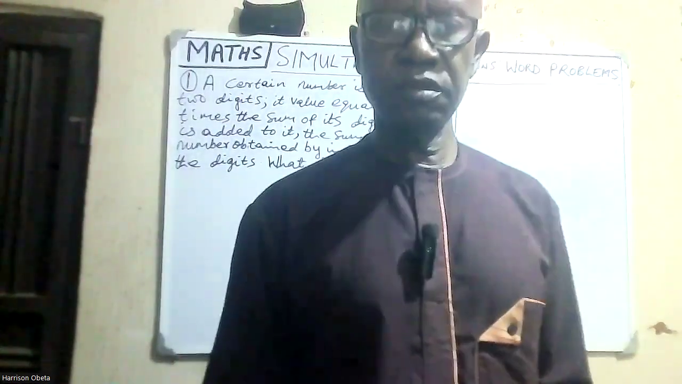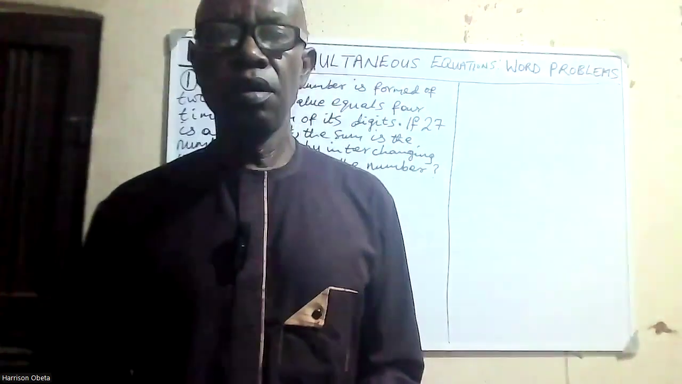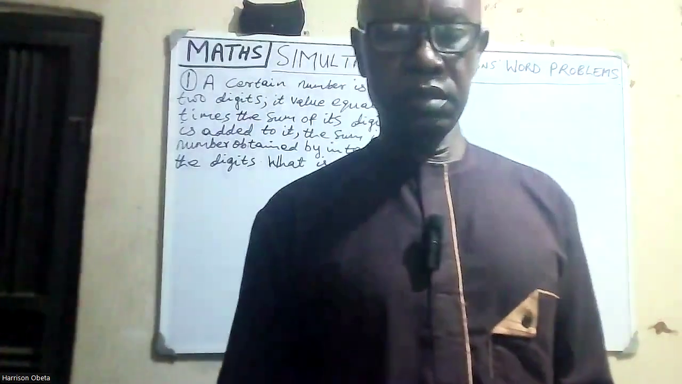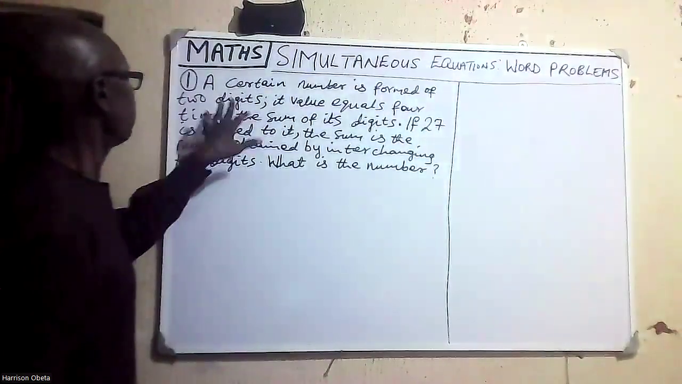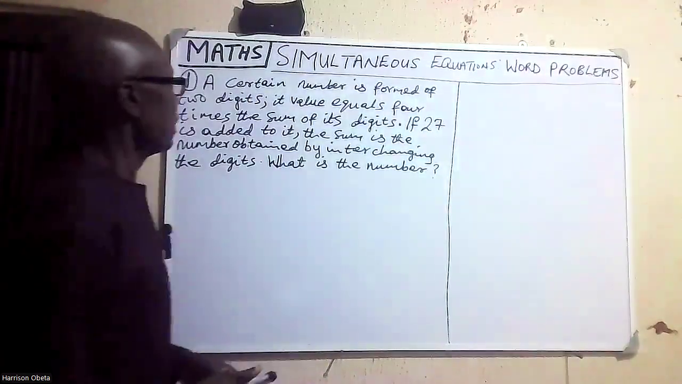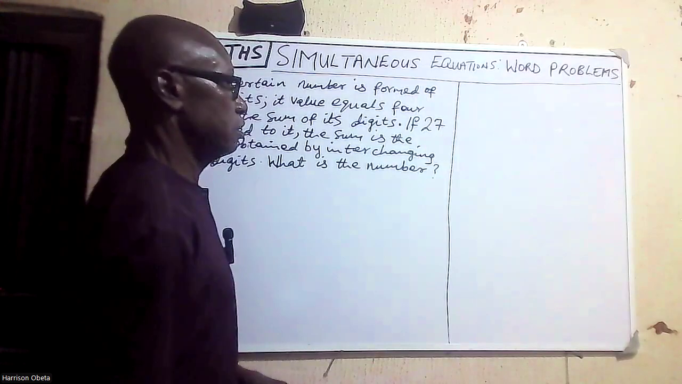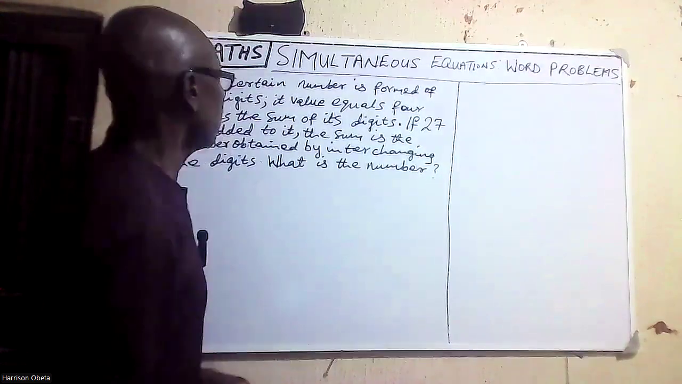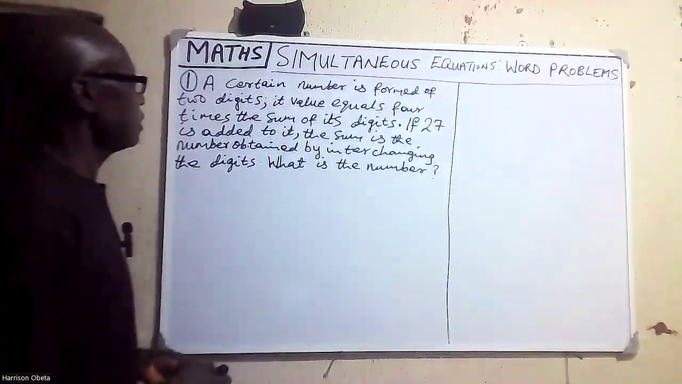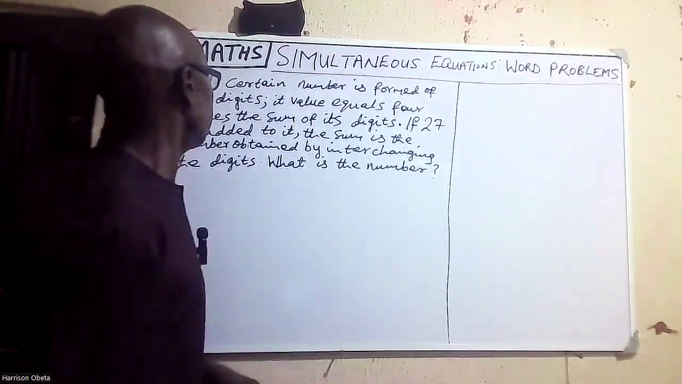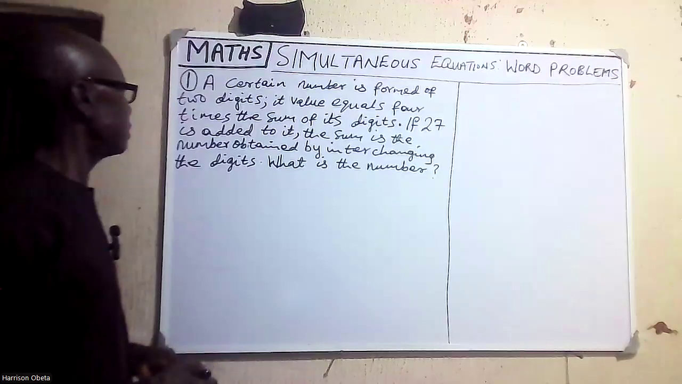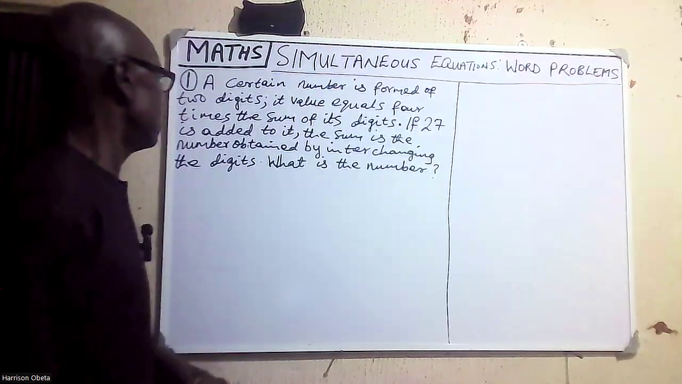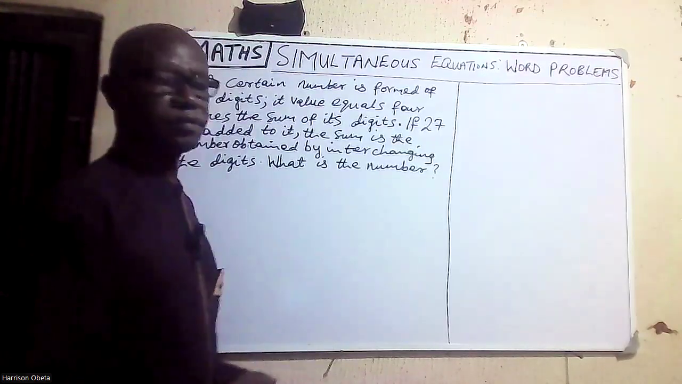And today we have simultaneous equation word problems. So we have the first question on the board. A certain number is formed of 2 digits. Its value equals 4 times the sum of its digits. If 27 is added to it, the sum is the number obtained by interchanging the digits. What is the number?